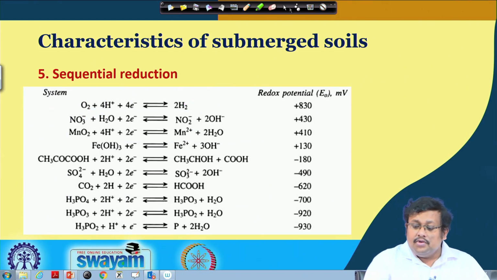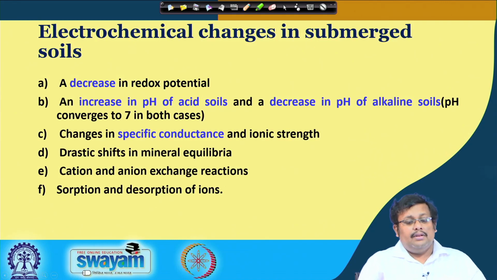So, let us move ahead and see what are the major electrochemical changes we can see when the soil is submerged. There are a couple of major electrochemical changes. First of all, you will see a decrease in redox potential. It is very common when you submerge a soil, when you saturate the soil with water. And secondly, you will see an increase in pH in acid soil.